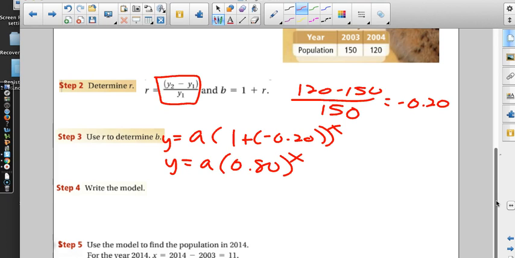So what we get out of this so far is they're losing 20%, but they are keeping 80% of the population. So now I need to think about A. And I remember A stands for what it was when everything started. What was the initial amount? Well, there were 150 of them. So that's what I'm really working with.